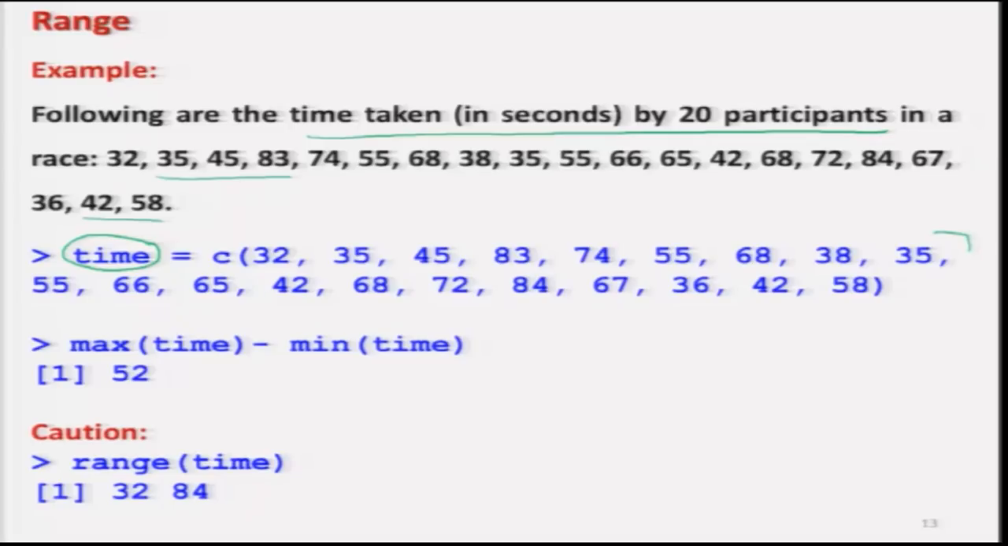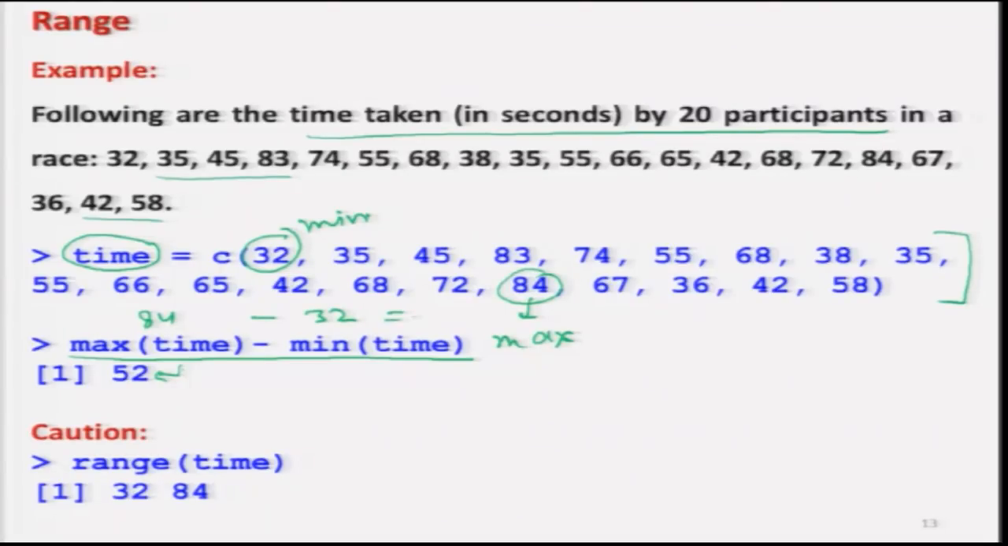So this is my data vector, and now I'm simply trying to execute the R command: maximum time minus minimum time. I can see that this is giving me the value 52. You can also verify it from the given set of data. For example, here you can see this is the maximum value and this is the minimum value. If you subtract, 84 minus 32, you get the value equal to 52.